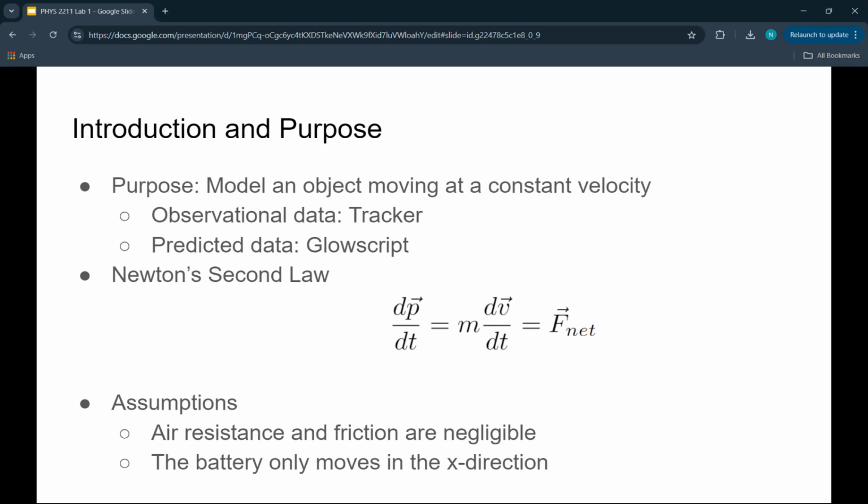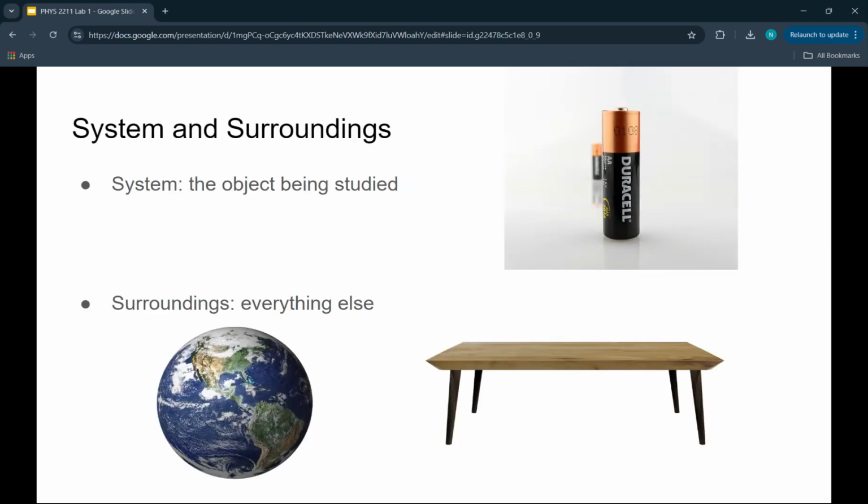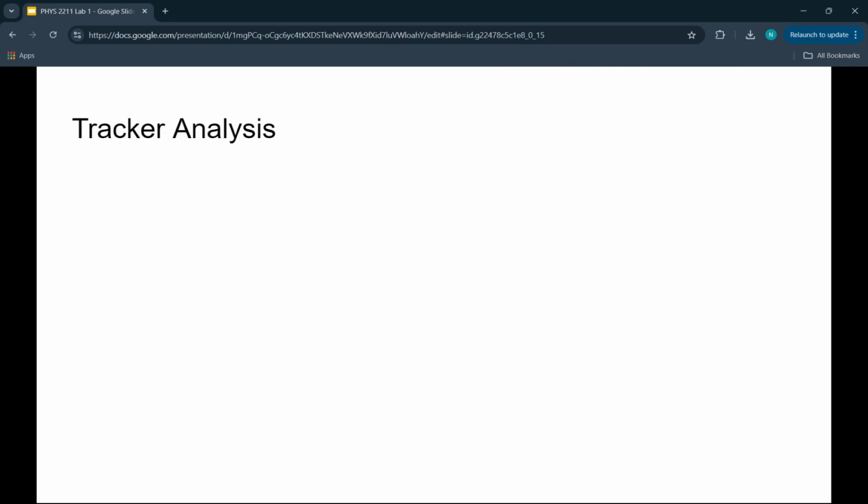I do have to make some assumptions. One, I have to assume that air resistance and friction are negligible. And two, I have to assume that the battery only moves in the x direction. So left and right, not up and down, not forward and backward. As a quick note, the system that I'm considering is the object that I'm studying, in this case the battery, and the surroundings are everything else. So the table that it was on, the earth, etc.